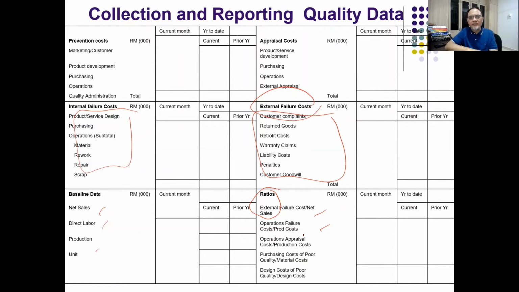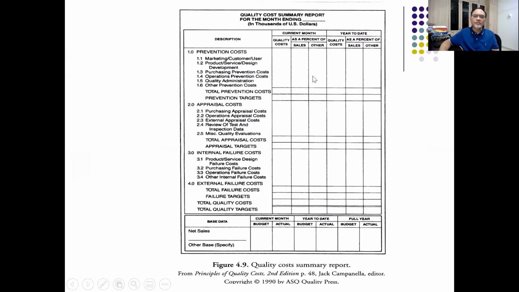Once you have this data, then you can do some analysis. You can do some statistics, some trend analysis, or some Pareto analysis. You can apply the 80-20 rule to find out that 80% comes from 20% of items. So this is the starting point. This was the format. Then collecting the data, you can have a quality cost summary report for the month ending, in $1,000 of US dollars or $1,000 of ringgit Malaysia. So this is a quality cost summary.